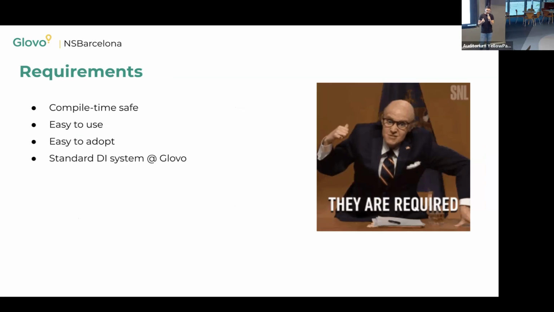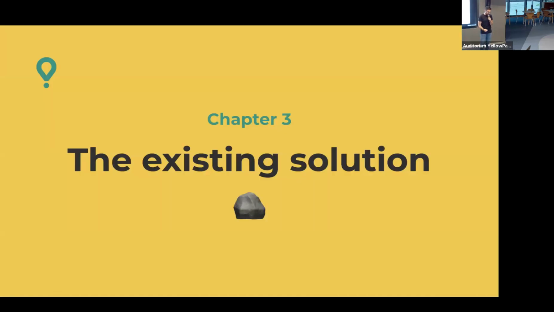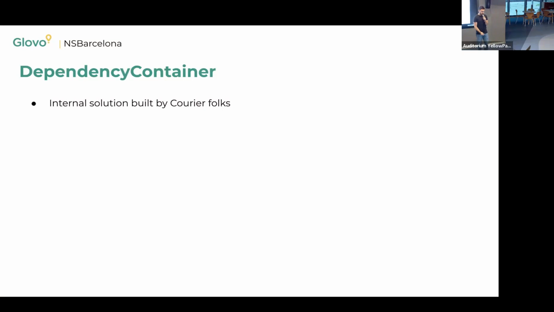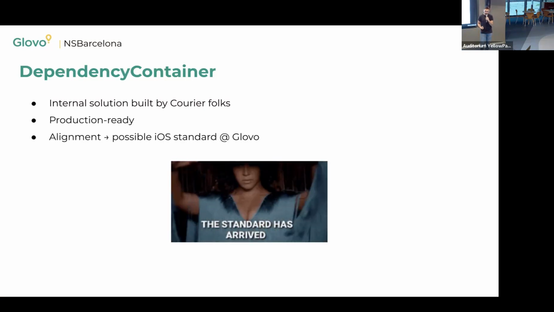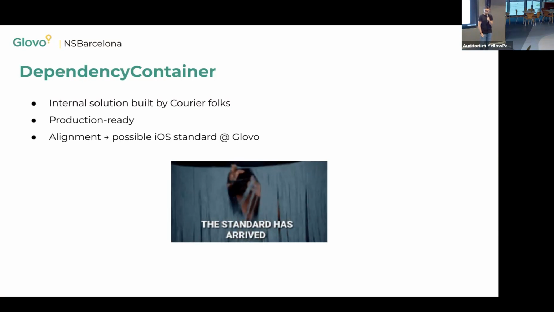Then, to make an objective decision and not one biased by your preferences, in our group we set a set of requirements. In this case, we wanted the DI system to be compile-time safe, easy to use, easy to adopt, and possibly setting a standard for the DI system in Glovo iOS. And given the last requirement, the first thing we did, okay, we have an internal solution, it's production ready, let's give it a check. So, as I said, an internal solution built by Courier. Production ready. And actually, this will foster the alignment we want. We can set a standard pretty easily if we love the solution, right?